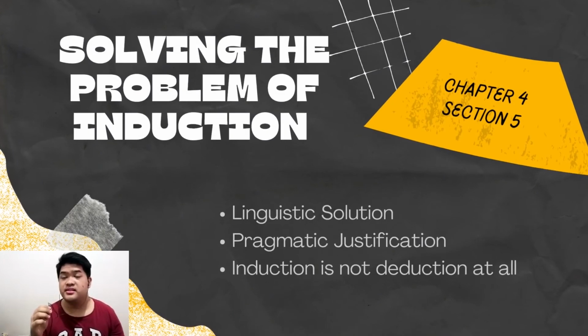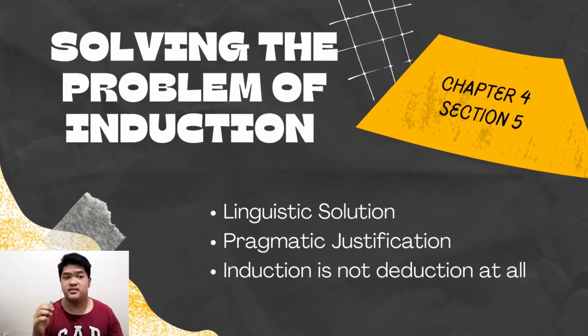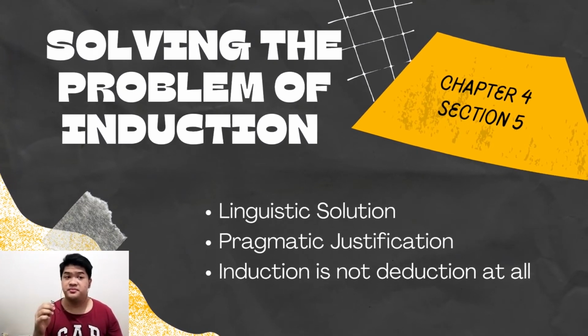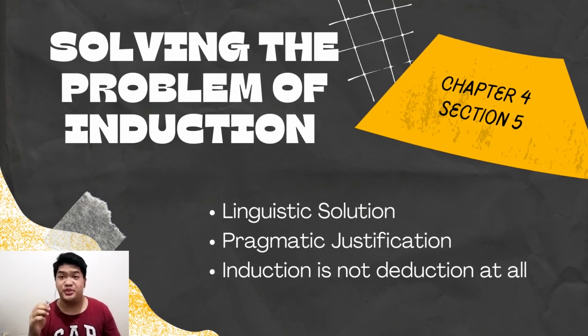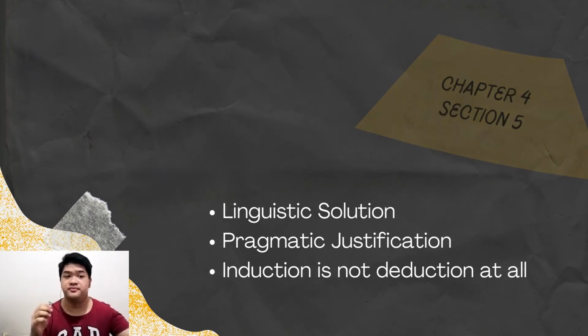Then comes the next part of our discussion, solving the problem of induction. In here, solving is a key relative term. You will get it once we finish discussing this. So first is the solution: pragmatic justification, or maybe induction is not deduction at all.